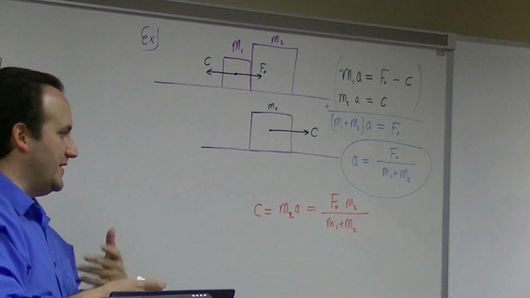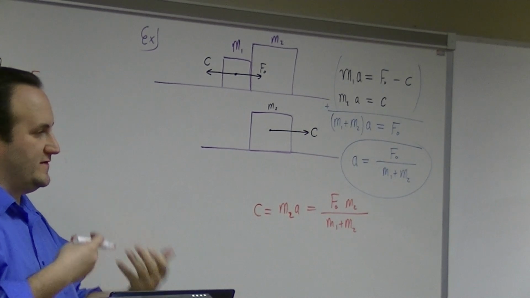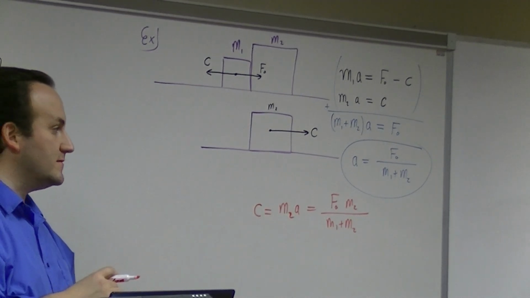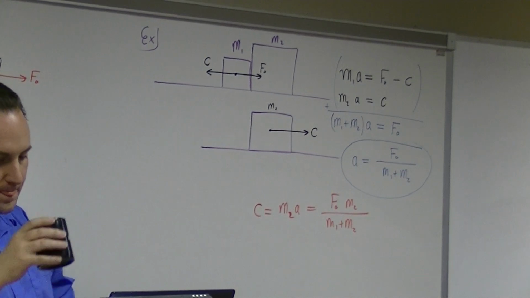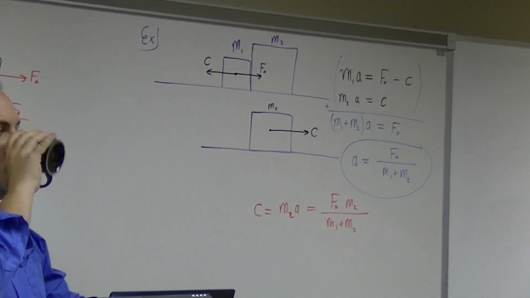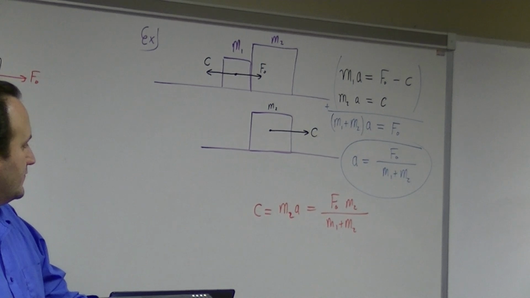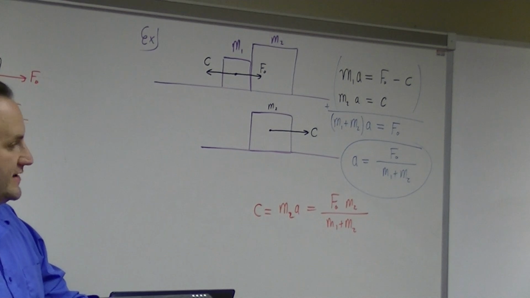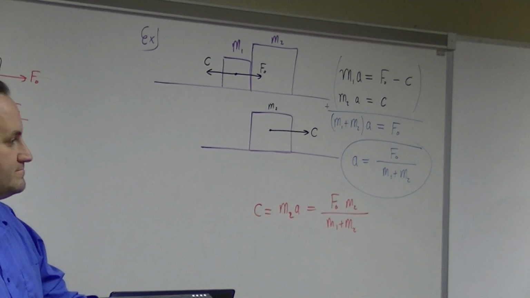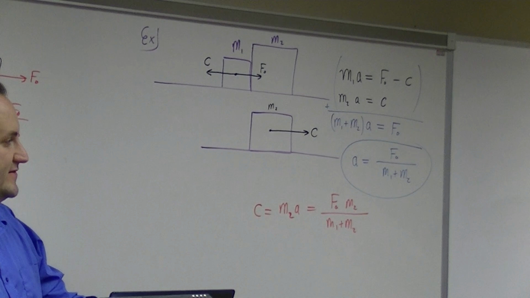Just to think about your intuition, let's see if this answer makes sense to us. What happens if the masses are equal? You get F naught over the mass of that mass. What if M1 is equal to M2? What does the contact force break down to? F naught divided by 2. If the masses are equal, then the contact force is half the applied force.